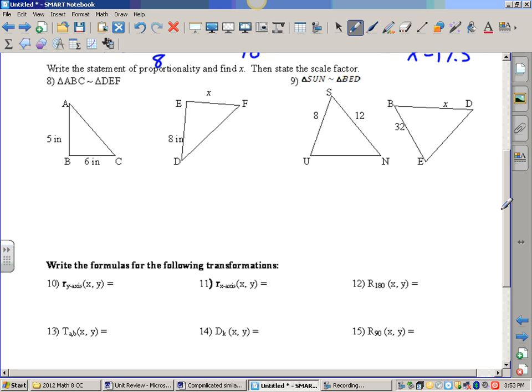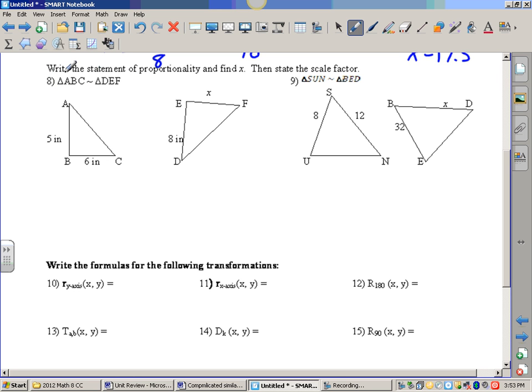Write the statement of proportionality and find x, then state the scale factor. These are kind of hard because what I've done is I've either rotated or translated, I flipped around, I did all sorts of things. They're definitely similar to each other. We know that because of that symbol right there means similar. But you have to be able to identify without a doubt your corresponding sides and angles. And that's why they gave you this right here.